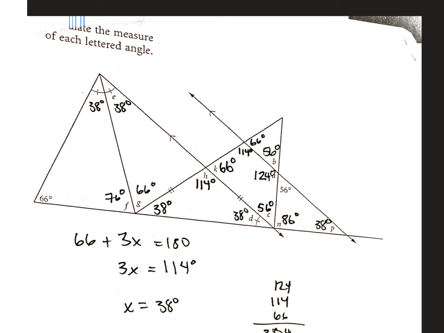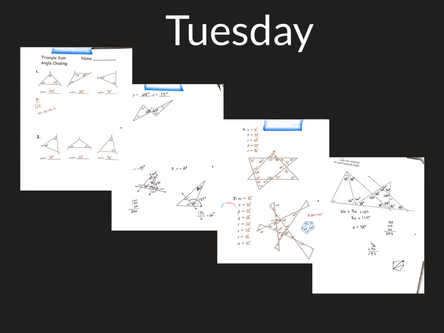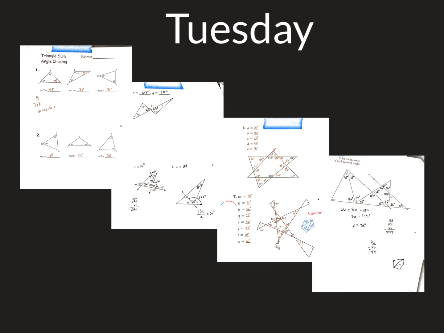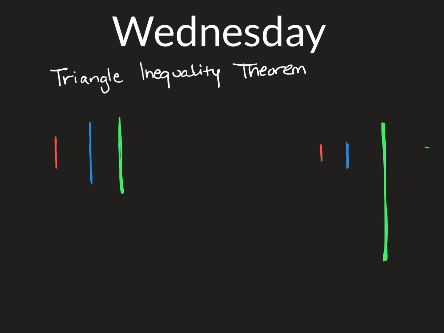So that was Tuesday. So just kind of reminding ourselves where we are. New content, again, started on Wednesday. On Wednesday, we worked with something called the triangle inequality theorem. And the triangle inequality theorem is kind of a funky little thing. Basically what it says is, if you have 3 side lengths of a triangle, is it possible for you to actually make a triangle out of them?